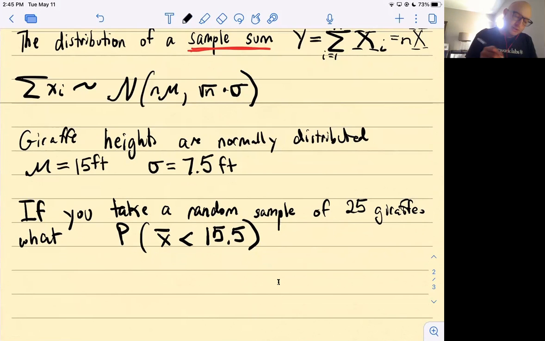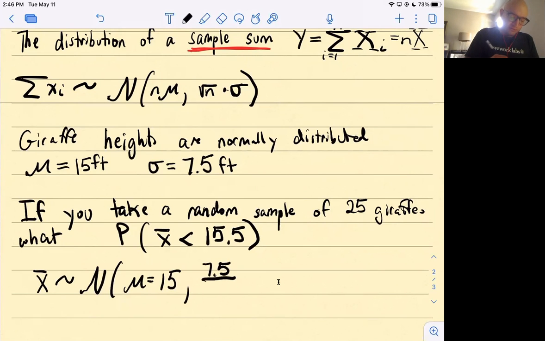So this tells us that x bar is distributed like a bell curve with mean 15. And usually the first number is the mean. And standard deviation is going to be 7.5 divided by 5. And so this is just going to be a normal bell curve with mean 15 and standard deviation 7.5 divided by 5, which is 1.5.